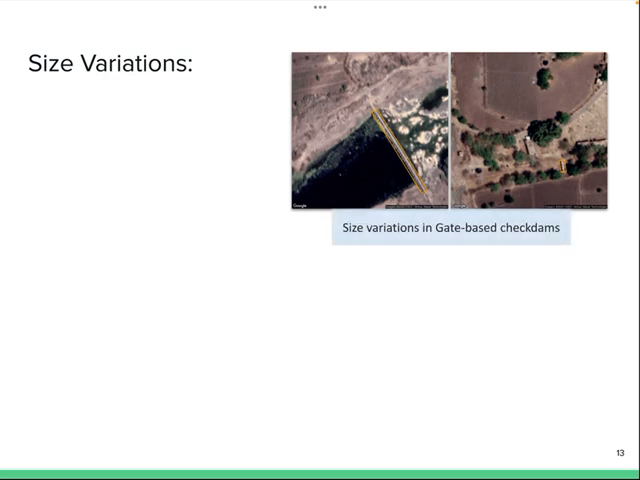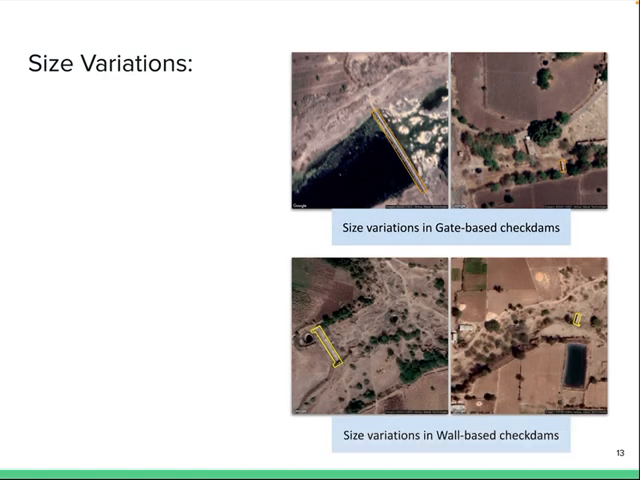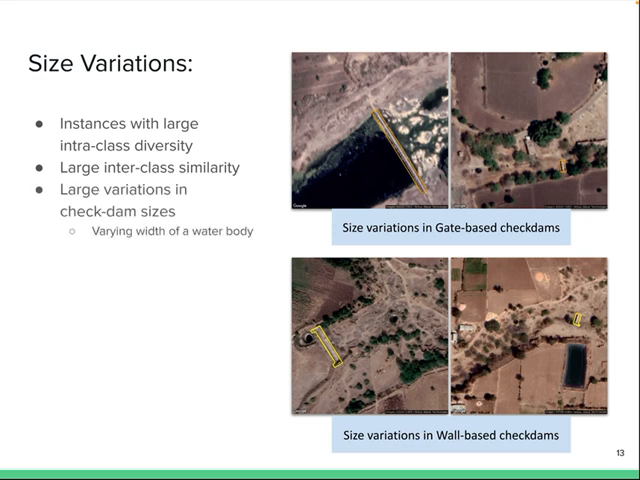Check dams are subject to size variations due to their surrounding environments, and the instances are geographically far apart from each other. Unlike other dataset classes, our dataset has object instances with large intra-class diversity and inter-class similarity.